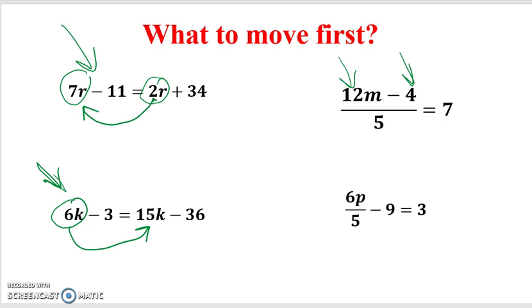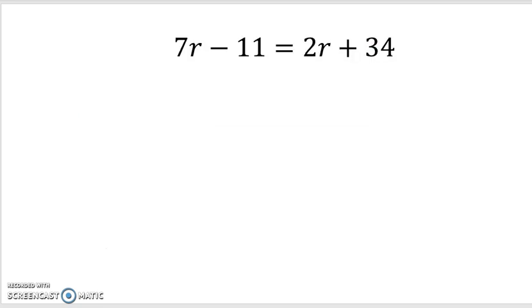With this question over here, we can see the bar or the divide by 5 only affects the 6p. So that means my minus 9 is free to move. So if it's free to move, that would be the operation I would do first. So let's go and solve all these 4 equations, starting with the first one.